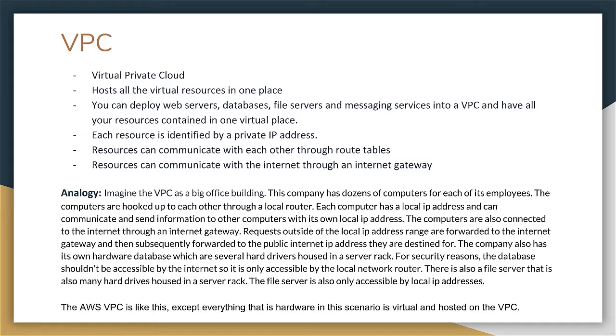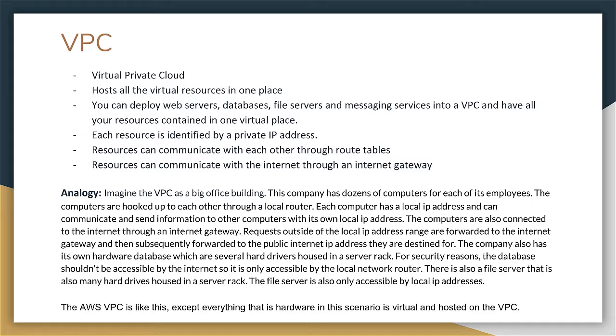So the analogy I like to use to describe a VPC is a big office building. Imagine the company that owns this building has dozens of computers for each of its employees. The computers are hooked up through a local router to each other, and each computer has its own local IP address and can send information to other computers on the local network. The computers are also connected to the internet through an internet gateway, and requests outside of the local IP address are forwarded to the internet and then subsequently forwarded to their destination.